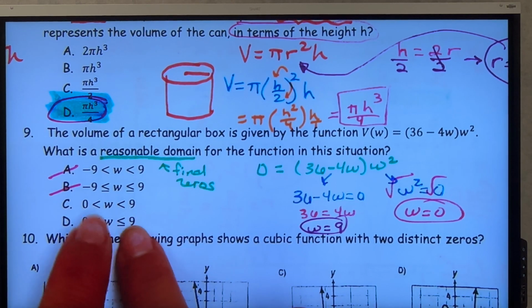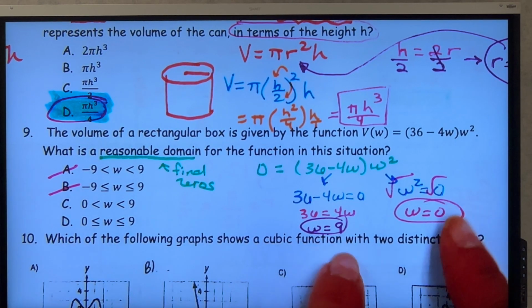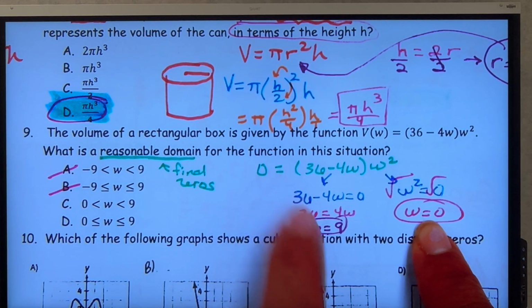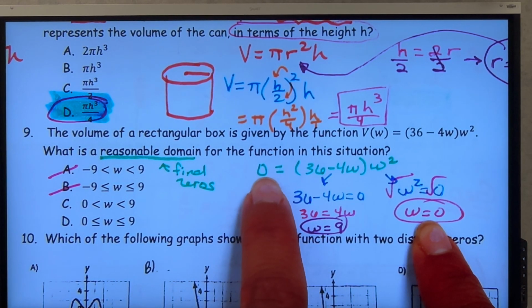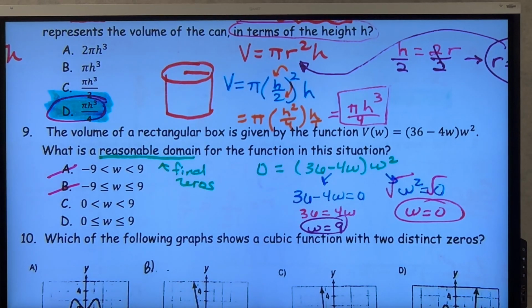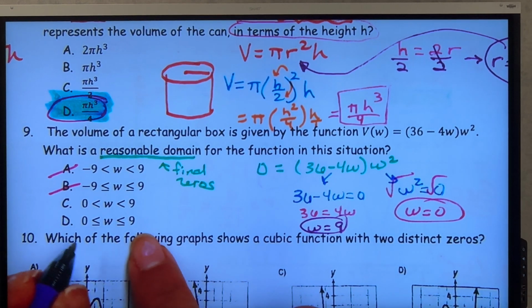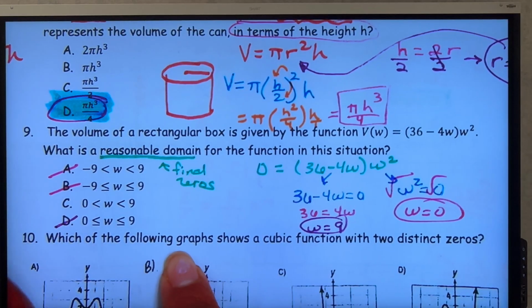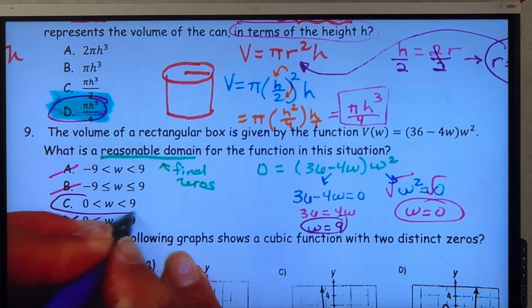Well, the or equal to is what's wrong. These are the zeros of the function. So when the width is 0, the volume is 0. When the width is 9, the volume is 0. Well, volume of a box can't be 0. These are just our boundary numbers, but we can't equal them. We can't equal them because it doesn't make sense for the volume of a box to be 0. So it will never be or equal to for this type of situation. These are just our boundaries. So it's gotta be C.